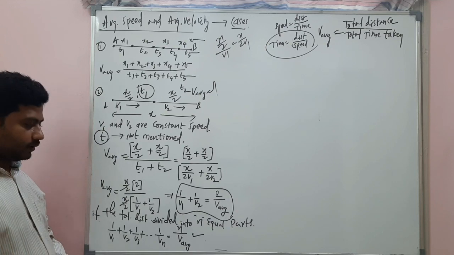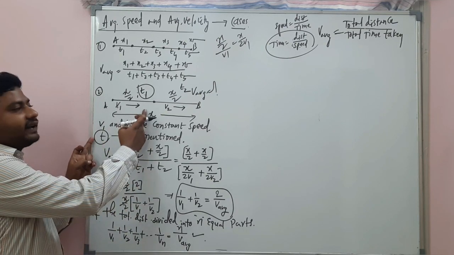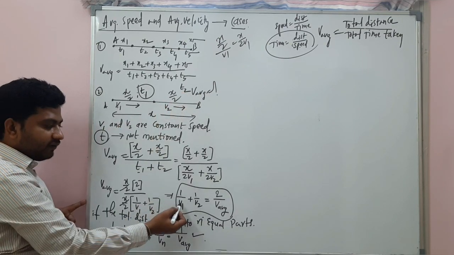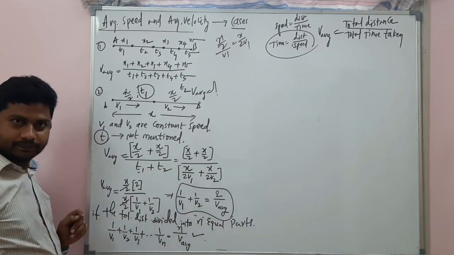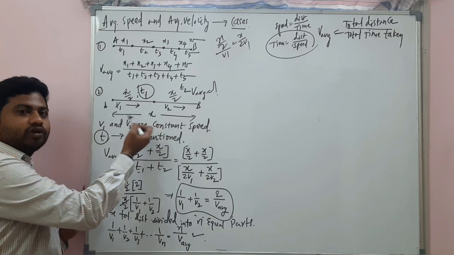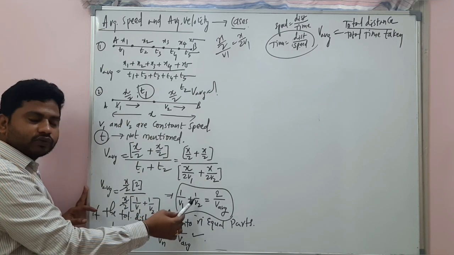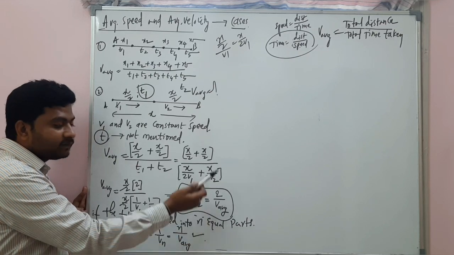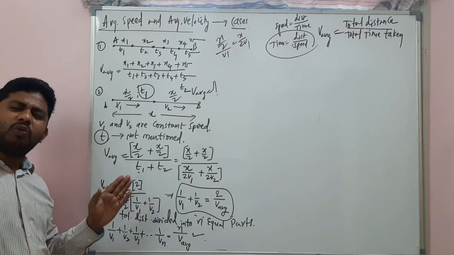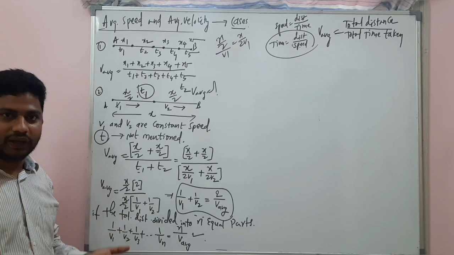If the total distance is divided into 3 parts, 1 by v1 plus 1 by v2 plus 1 by v3 is equal to 3 by v average. If the total distance is divided into 5 parts, 1 by v1 plus 1 by v2 and so on up to 1 by v5 is equal to 5 by v average. You can solve any number of questions in this way.